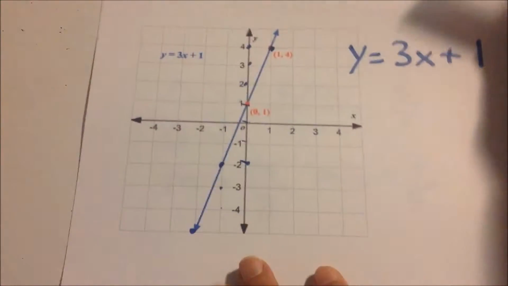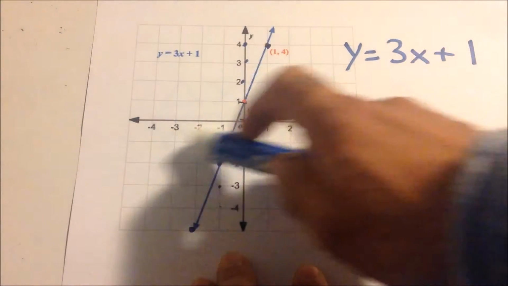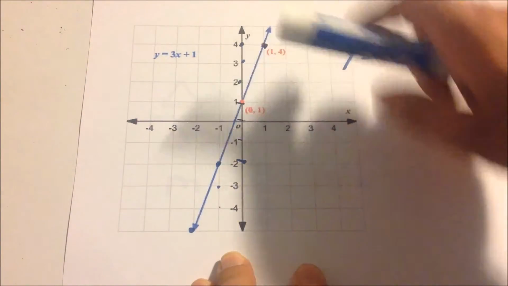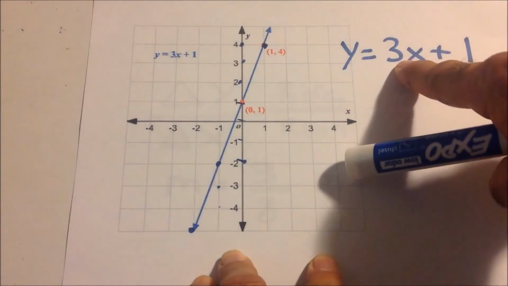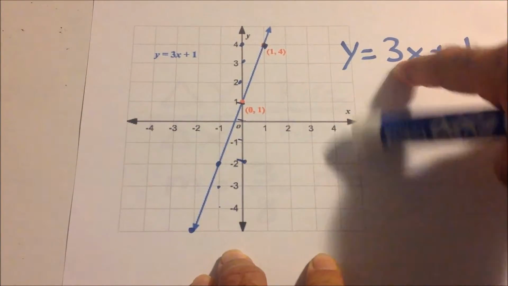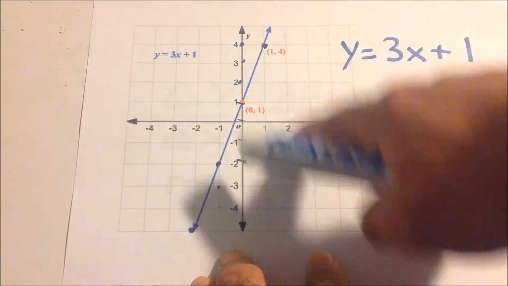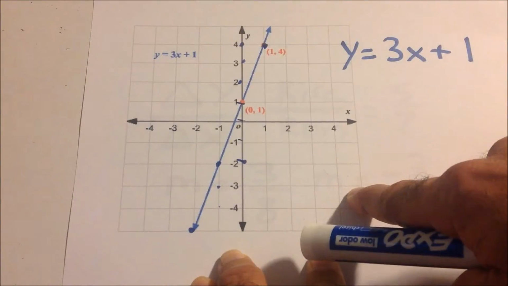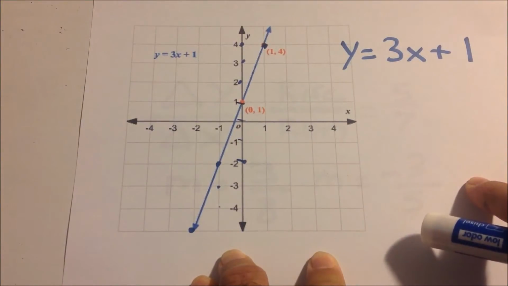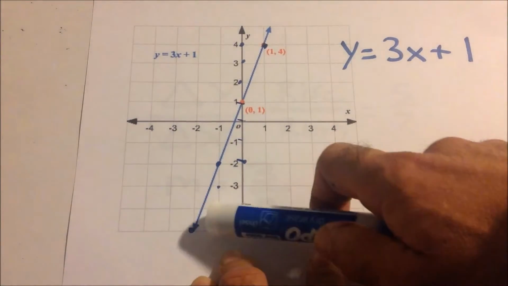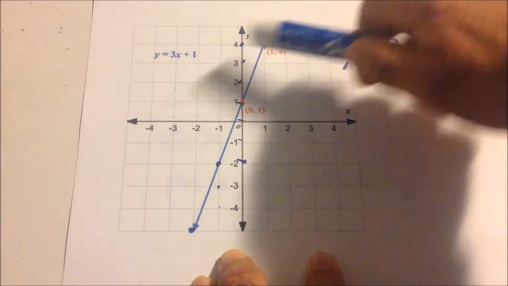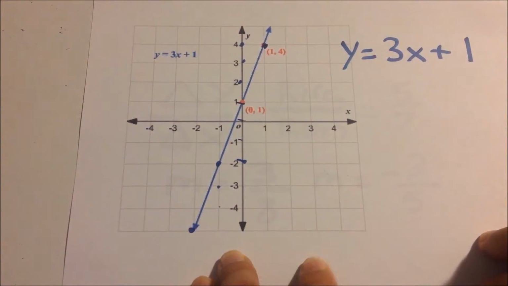So this slope is positive because from left to right, it's going up. If this line going left to right was going down, then it would be a negative slope, and it would be a negative line. Positive slope, positive line. Negative slope, negative line.